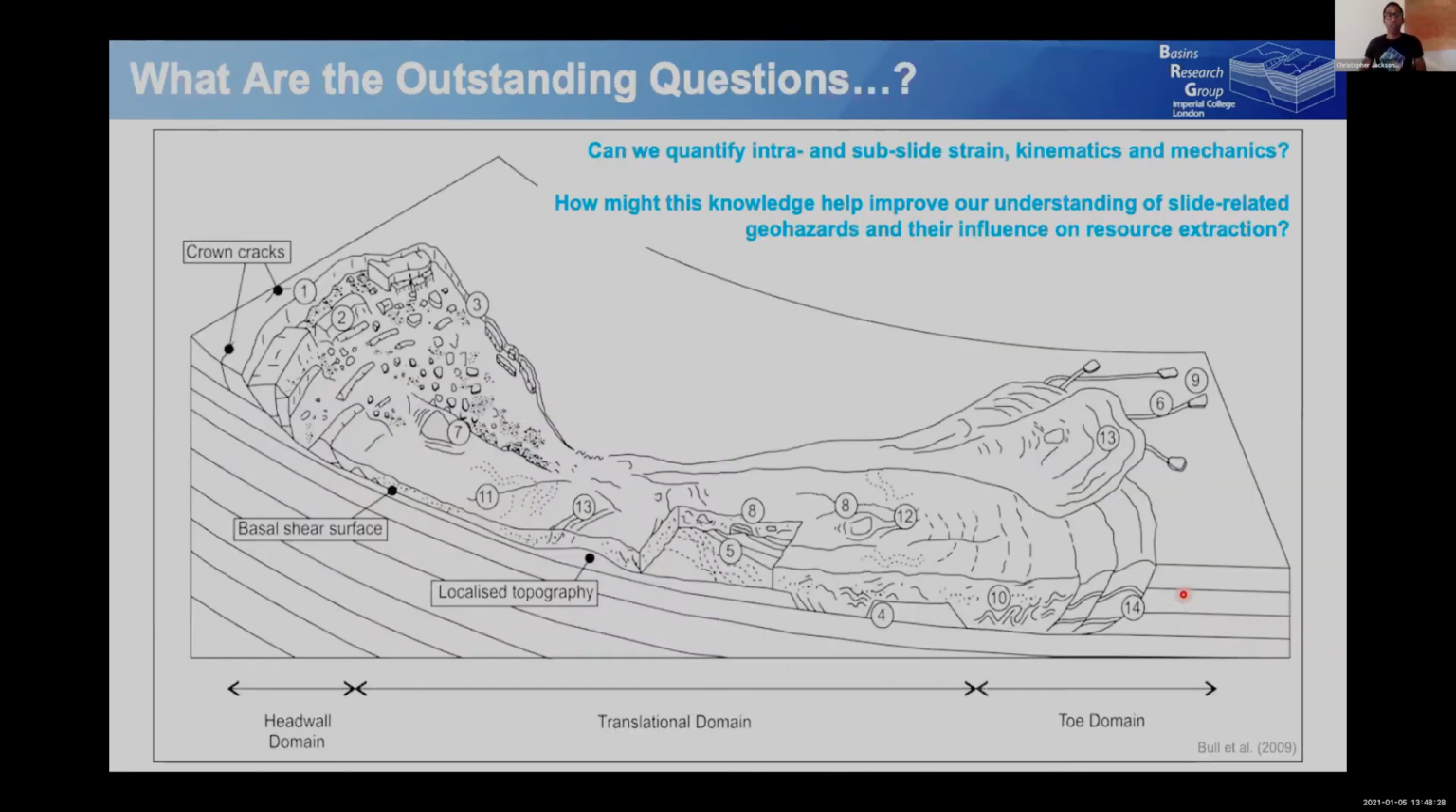So given all that, what are the outstanding questions? What am I going to talk through now? Can we quantify intra- and sub-slide strain? You know, can we do that? Can we actually put some numbers on things? And how might this knowledge help us improve our understanding of the geohazards and different aspects of resource extraction and sequestration? So in this talk, we're going to go through a couple of things. We're going to look at longitudinal strain within mass transport complexes, or these slides, I'll just call them, and vertical strain. And that will be looking at seismic reflection data sets. And then we'll also be looking at erosivity and deformation. So what happens in that critical basal zone as the material is moving across the seabed?